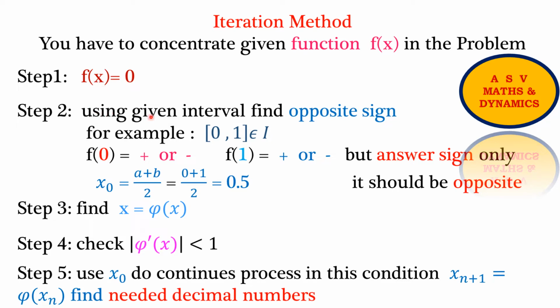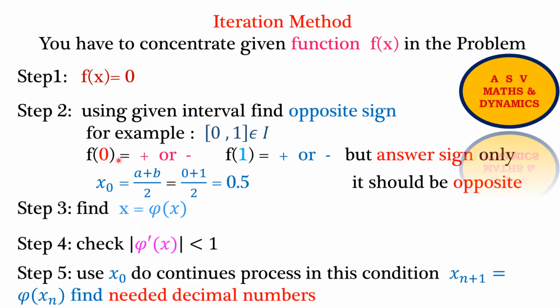Then use the given interval, because according to the problem we want to find the approximate root in between the interval. For example, the interval is like this, meaning you have to find these two values in the function. You have to get opposite signs, plus and minus. When you apply the value in the function, you only have to get the sign, no need for the value. So just concentrate on the sign.